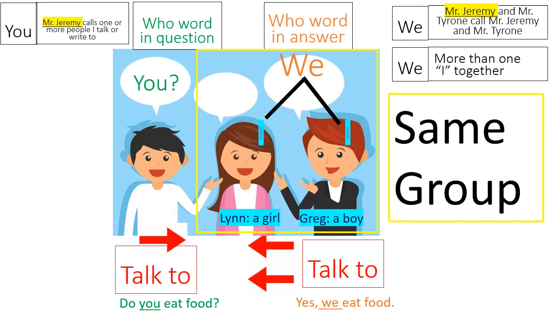So here we are again, this time when the who word in the question is you. For example, do you eat food? The who word in the answer is we. Yes, we eat food. Okay, so this is assuming a person is talking to more than one person. So here you have Lynn and Greg. He is talking to Lynn and Greg. And Lynn and Greg call Lynn and Greg we.